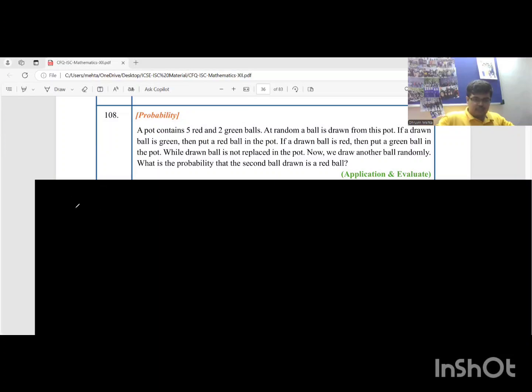So when the first ball is drawn, there are 2 possibilities. The first ball will either be red or green. What is the probability of the first one being red? So that is 5 by 7, and this is 2 by 7. If the first ball is red, then in the second case, a green ball is put in the pot. Now, if a red ball is drawn, one red ball is less, and that ball is not replaced. So that red ball is gone. So now we have 4 red balls. Initially, there were 2 green balls, but now we will have 3 green balls because 1 green ball is placed in the pot.